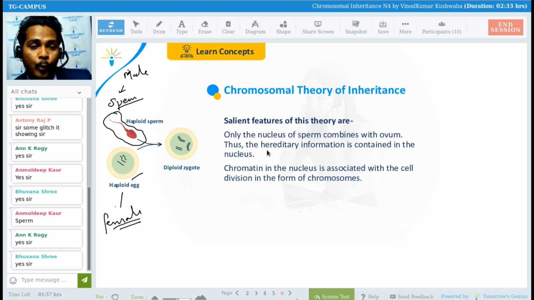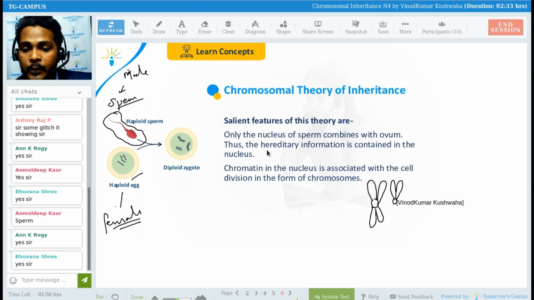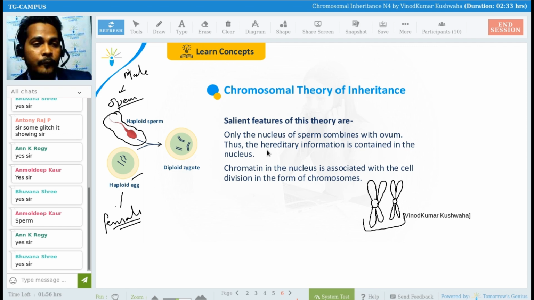As I told you, chromosomes are present as pairs. The genes present on the chromosomes also always occur in pairs. Suppose this is the centromere and this is a chromosome. It is always present in a pair, so I am going to draw one more chromosome over here. This is one complete set of chromosomes.